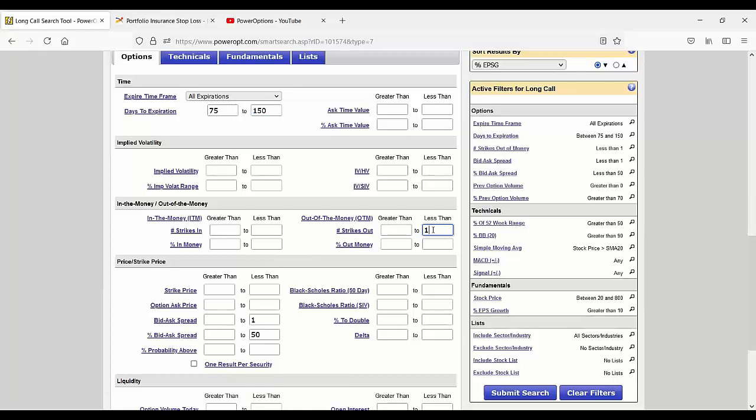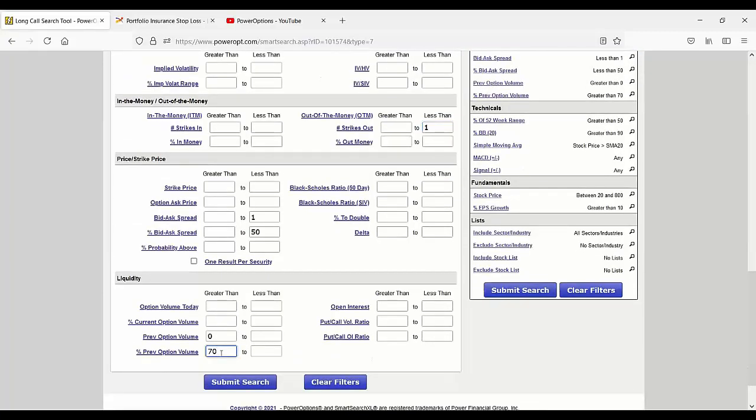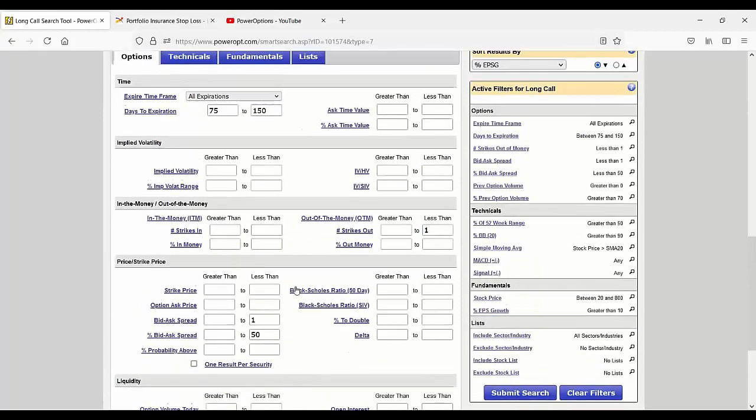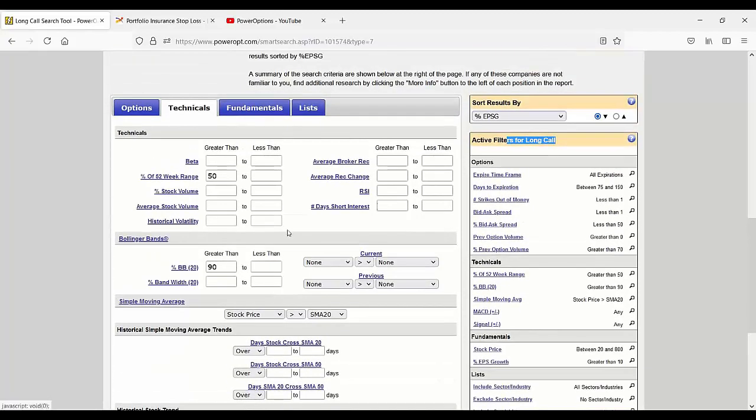It's not allowing it to go more than one strike out of the money. So it's still looking for probably at to slightly out of the money options, similar bid-ask spread, some reasonable previous option volume. But the key here is in the technicals, and you can always see which criteria are being used in all four sections in the active filter section over on the right-hand side.